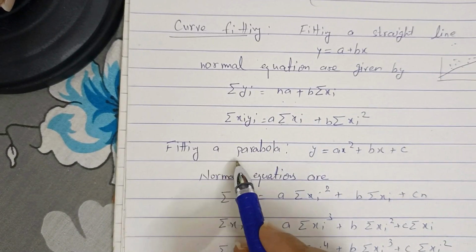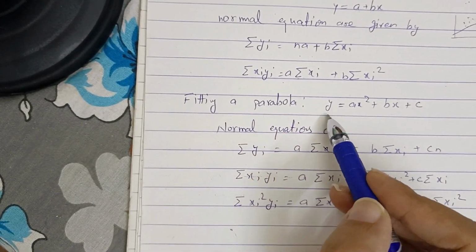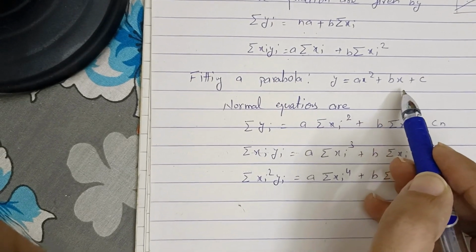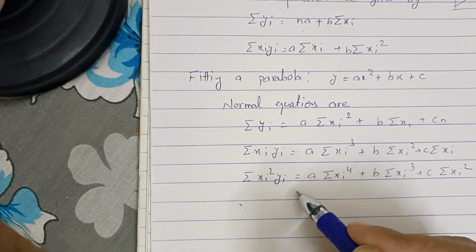Similarly, given a data, if you want to fit a parabola whose equation is y is equal to ax square plus bx plus c, here you have three unknowns. These are the normal equations.